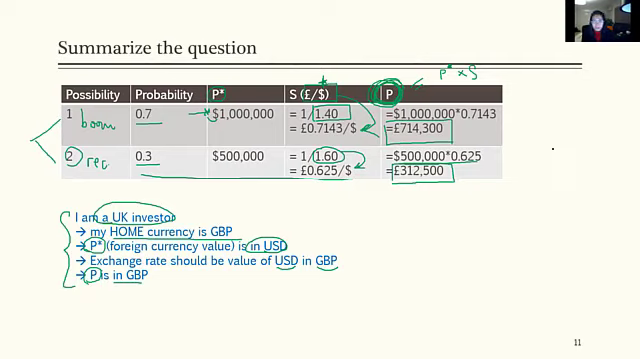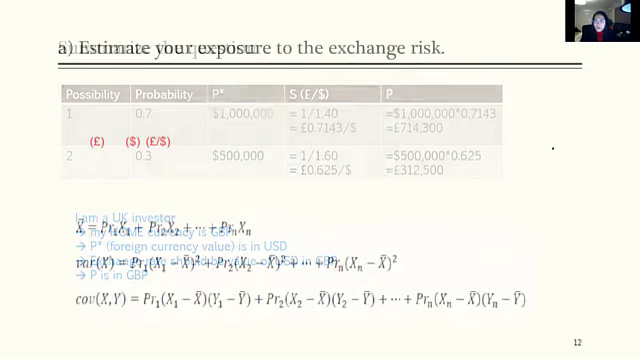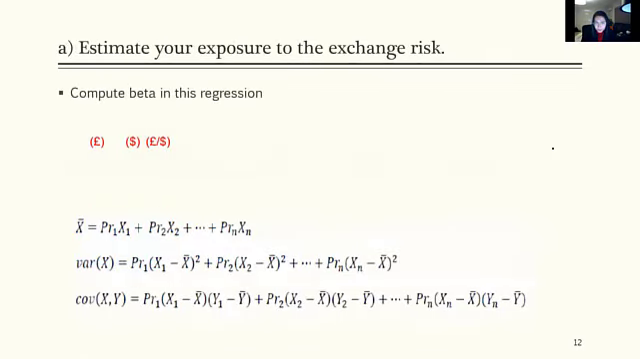I've got about 20 minutes. All right, so moving on to question A. Question A is estimating your exposure to the exchange rate risk. Now, in this case, because we're dealing with an asset value, we're not talking about one single transaction. So the correct method would be to apply this regression to compute our exchange rate exposure.